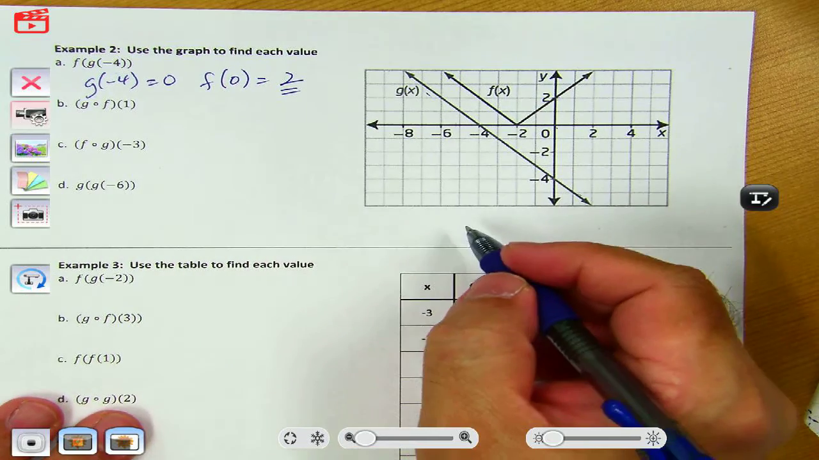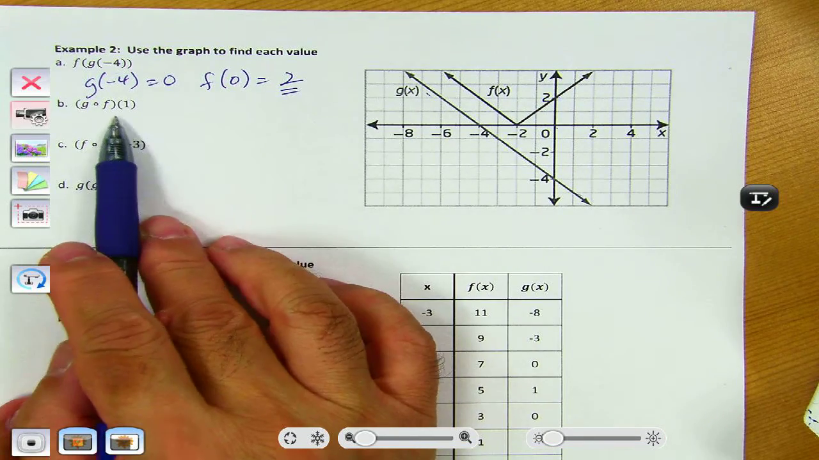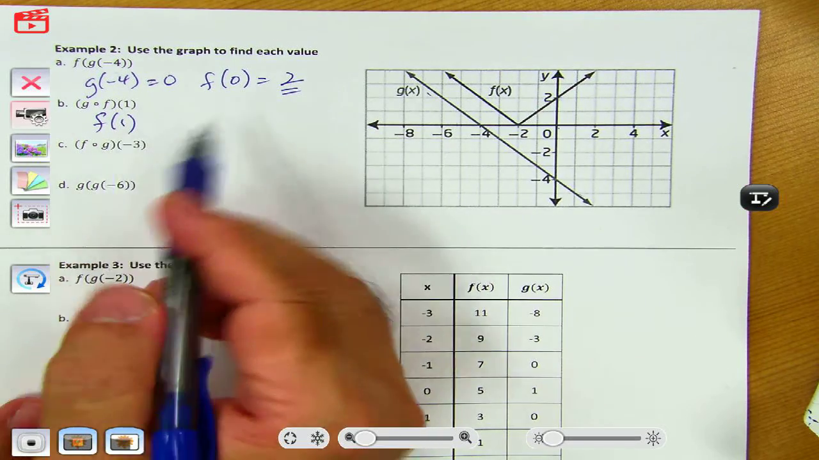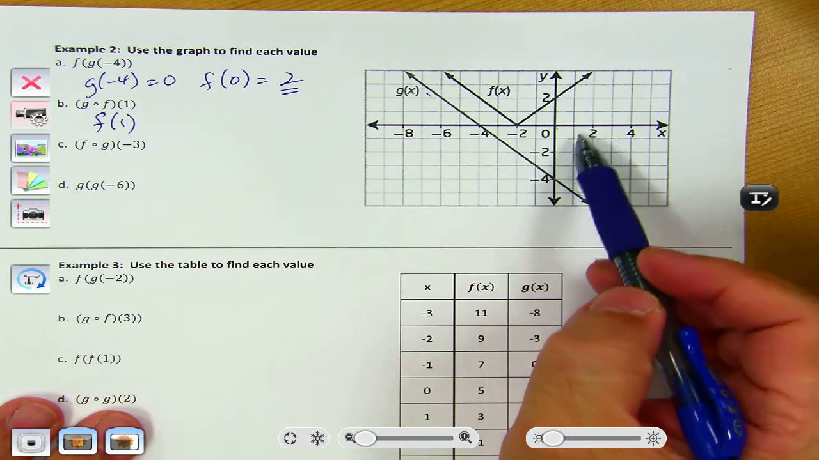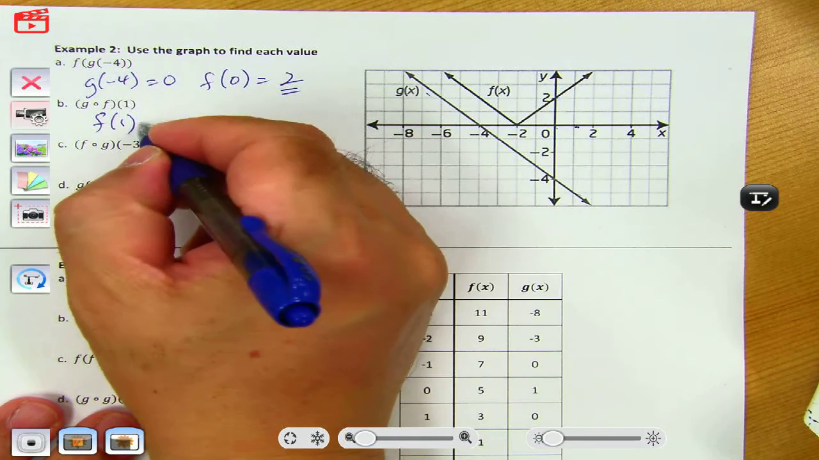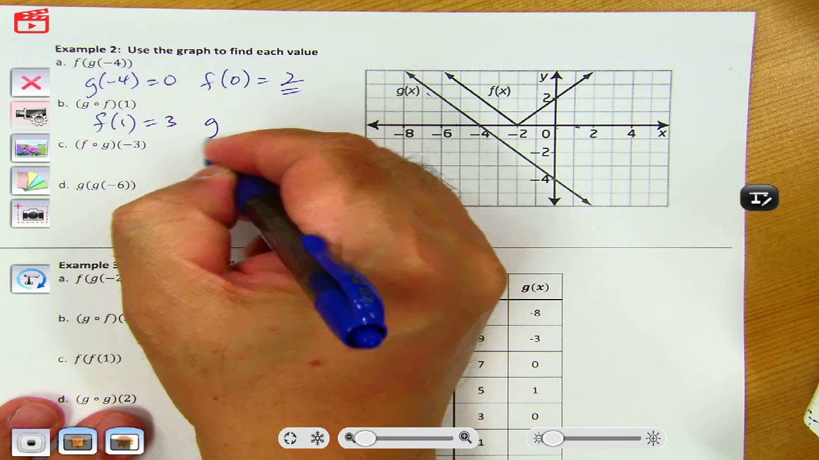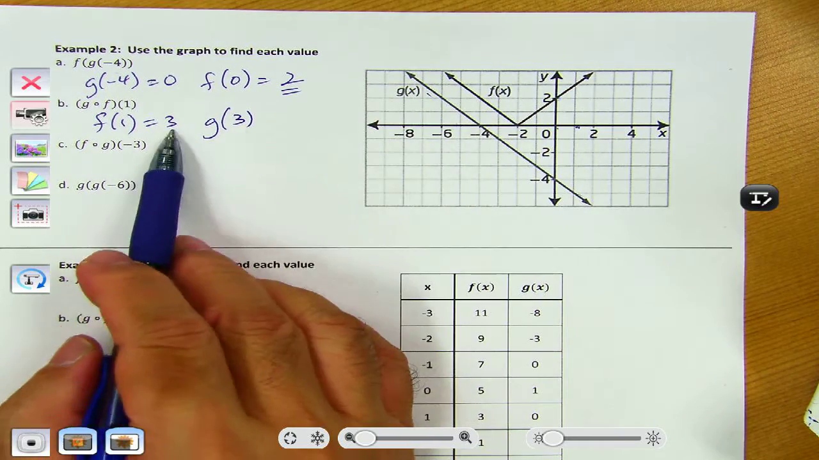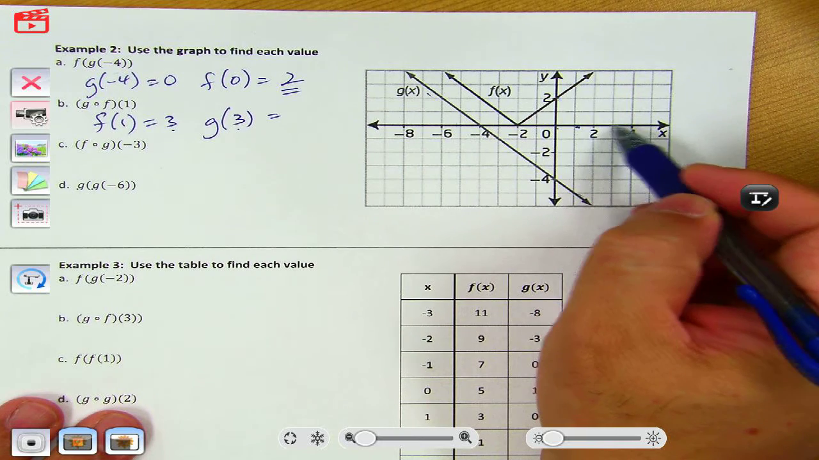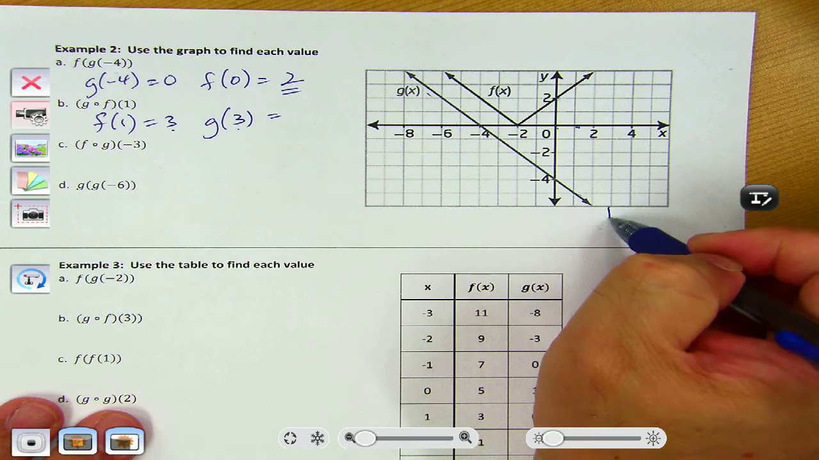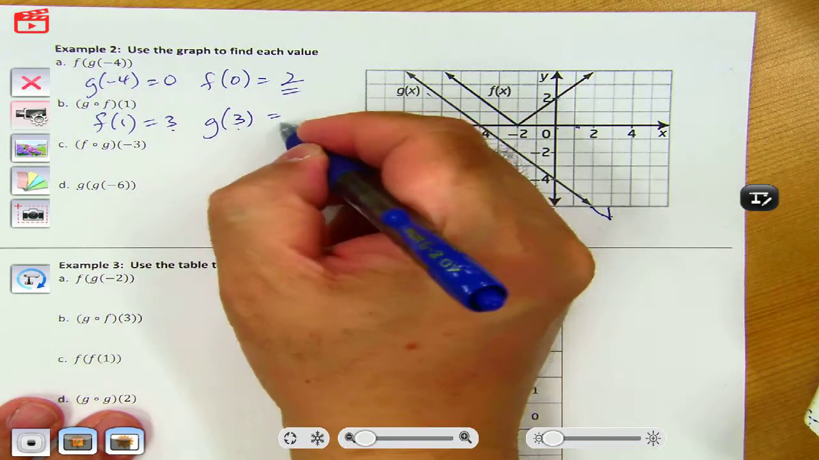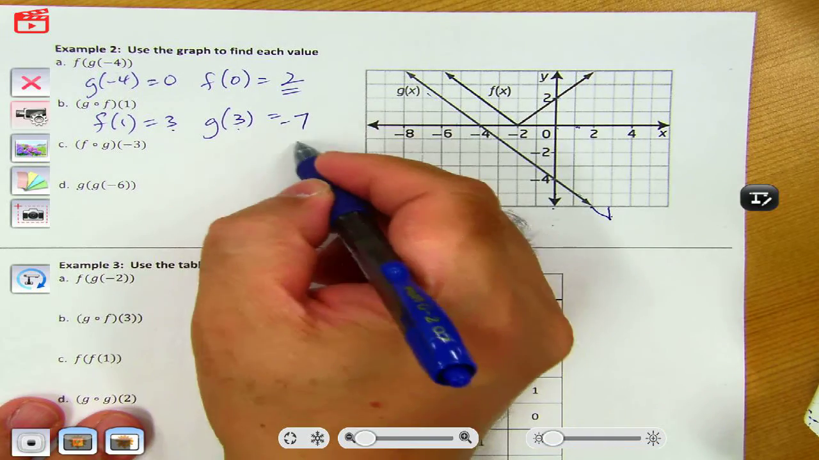That's it. And then if it's written this way, you're going to do the one that's closest to the number first, so it's f of 1. So here's my function, x equals 1 is here, and I go up to 3. So that's equal to 3. And then I'm doing g of 3, right? So I'm using that number in g. So g of 3 is here, and it's a little off the chart. It's just down there, so 4, 5, 6, 7, so it's a -7. So that's the answer there.